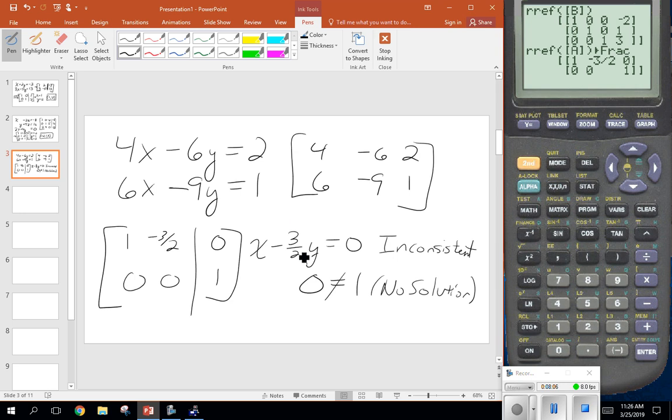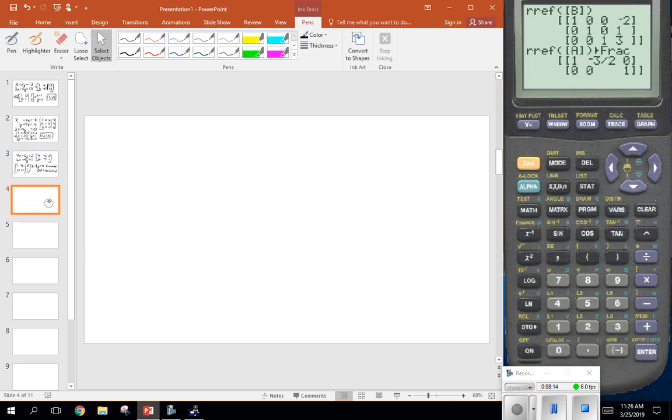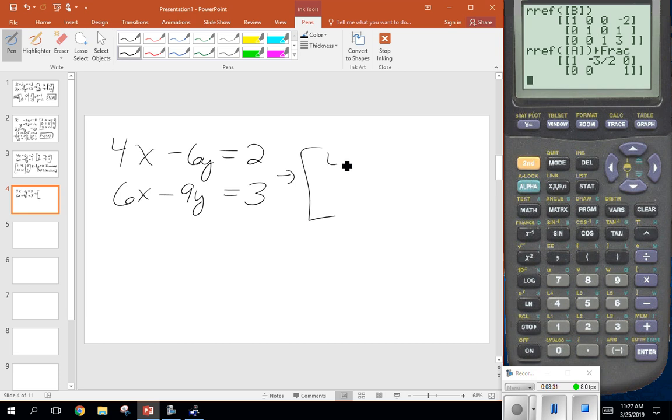These lines do not intersect. Basically, they're parallel lines in this case. And that can show up when you're talking about 3 letters and 3 variables. All right, let's look at another special case that could happen. Kind of similar equation, 4x minus 6y equals 2, 6x minus 9y equals 3. So put that in there, 4, -6, 2, 6, -9, 3.